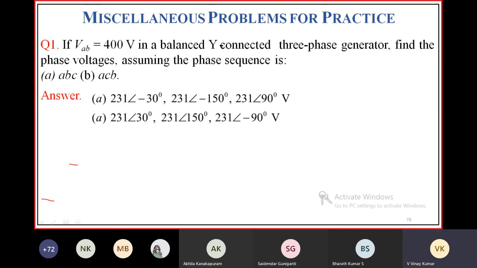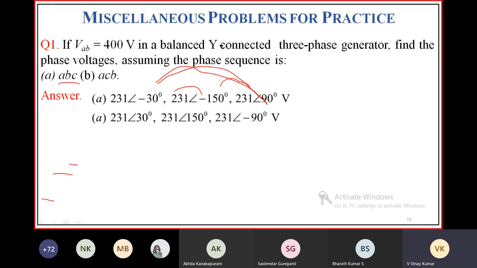Volts in a balanced star three-phase generator. Find the phase voltage. The phase voltage you can find, right? Phase sequence is ABC. Directly VN is equal to 400 by root 3 at angle minus 30 degrees. We add minus 120, then you add plus 120 to this, then you get this.